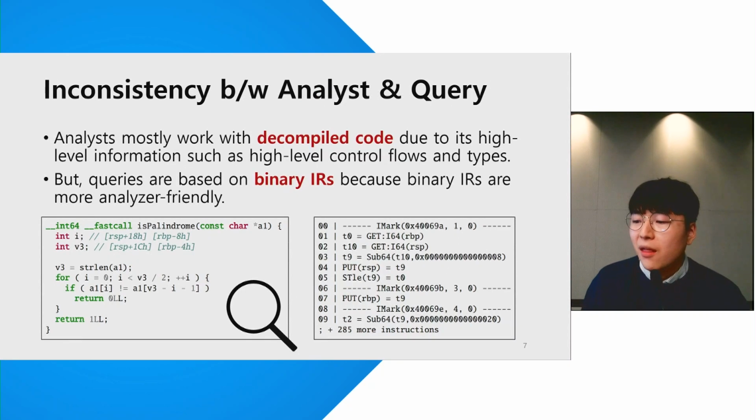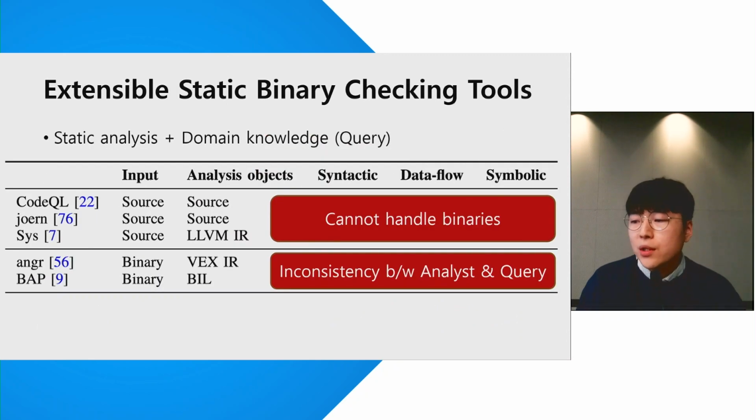decompiled code. This is because analysts mostly work with decompiled code due to its high-level information, such as high-level control flow and types, as in the figure below, where the left one is decompiled code and the right one is binary IR. But binary IR is more analyzer friendly, so the queries of previous tools are based on binary IRs. In summary, extensible static checking tools for source code cannot handle binaries, and the previous tools for binaries suffer from inconsistency between the queries and analysis.